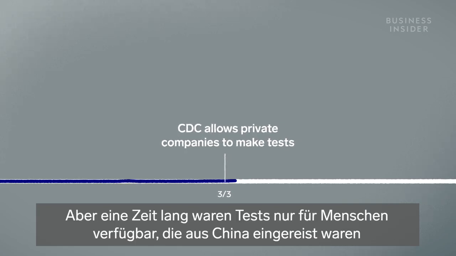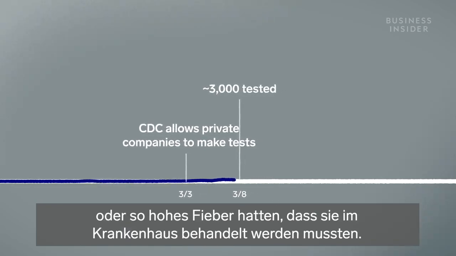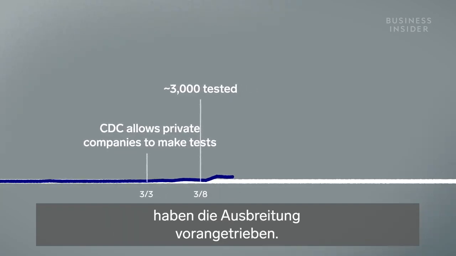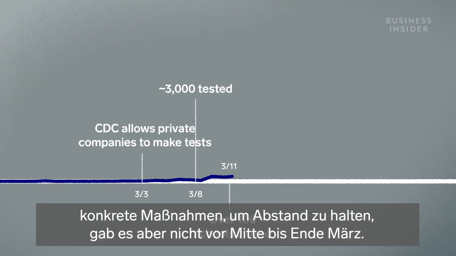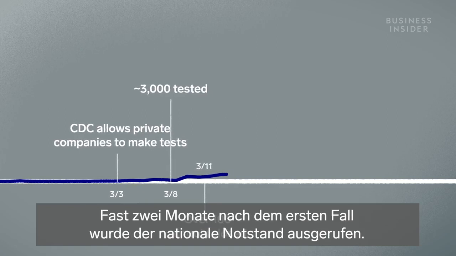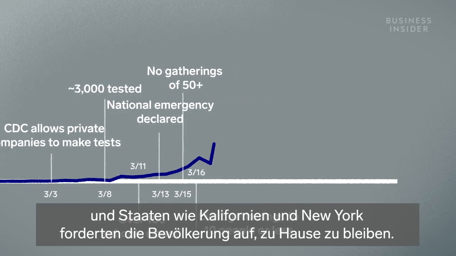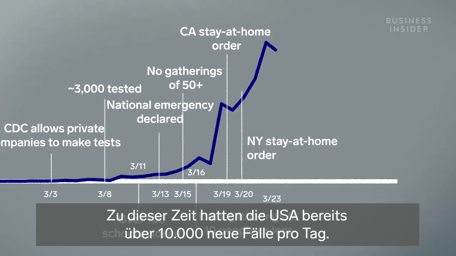But for a while, tests were only available for people who had traveled from China or had a fever severe enough to be hospitalized. And the lack of contact tracing, quarantine, or physical distancing measures exacerbated the spread. By March 11th, over 100 colleges had canceled in-person classes. But major social distancing steps didn't take place until mid to late March. Almost 2 months after its first case, a national emergency was declared. The White House and the CDC advised against large gatherings, and states like California and New York issued stay-at-home orders. But by then, the US was already seeing over 10,000 cases per day.